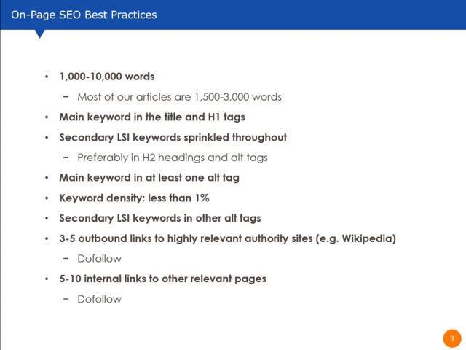So article content, length of article between 1,000 to 10,000 words. Most of our articles that we do are anywhere from 1,500 to 3,000 words. Typically, we find that longer content tends to rank better in Google. It keeps people more engaged and gives them the valuable content that they want to read. So you do want to aim for longer content. 500-word articles just aren't going to cut it anymore.